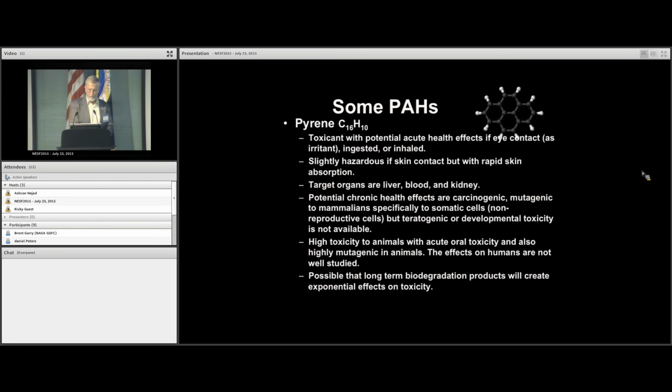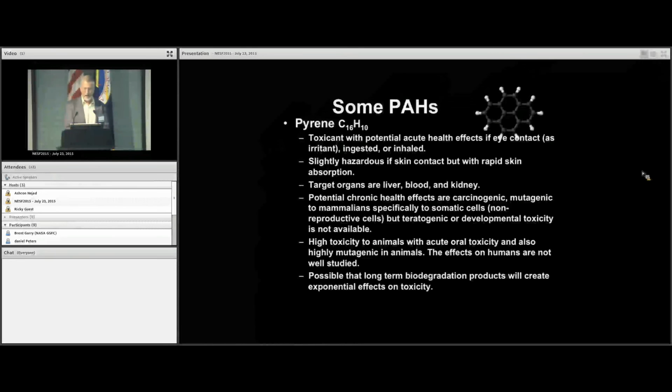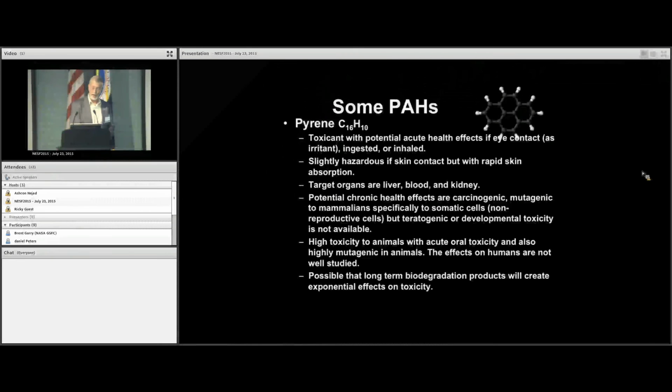Pyrene has a number of problems, targets liver, blood, and kidneys. Chronic health effects are carcinogenic and mutagenic in mammals. High toxicity in animals, highly mutagenic, and its biodegradation products possibly create exponential effects on toxicity. It doesn't sound very good.